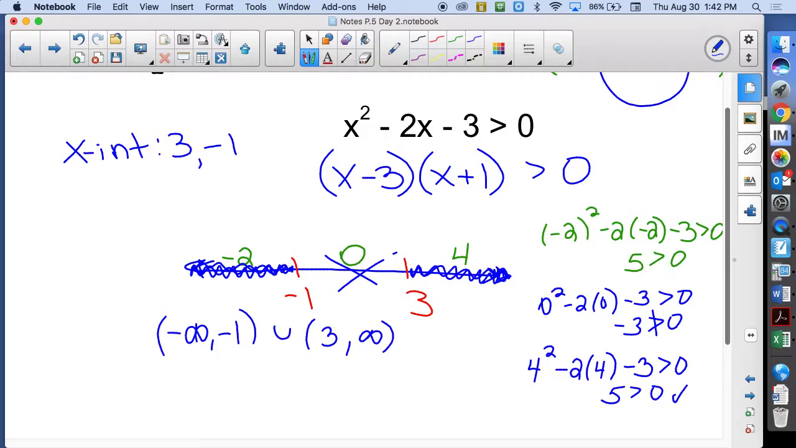So we have these two sections on the number line that hold true. All of those values would make this inequality greater than 0. But anything in between -1 and 3 would not work because it's all going to be below the x-axis. Questions?